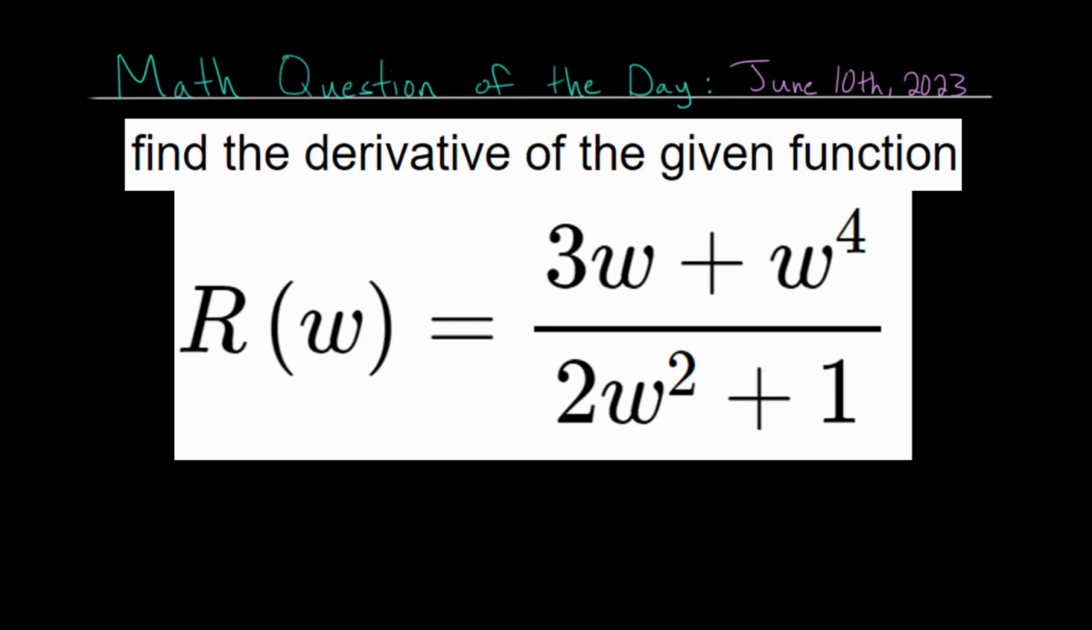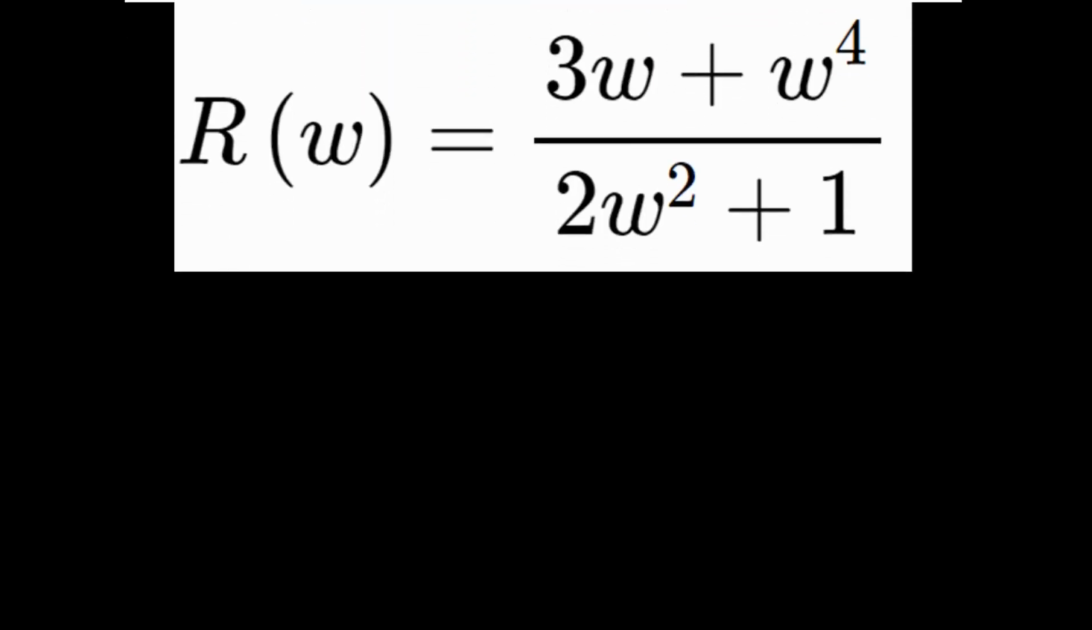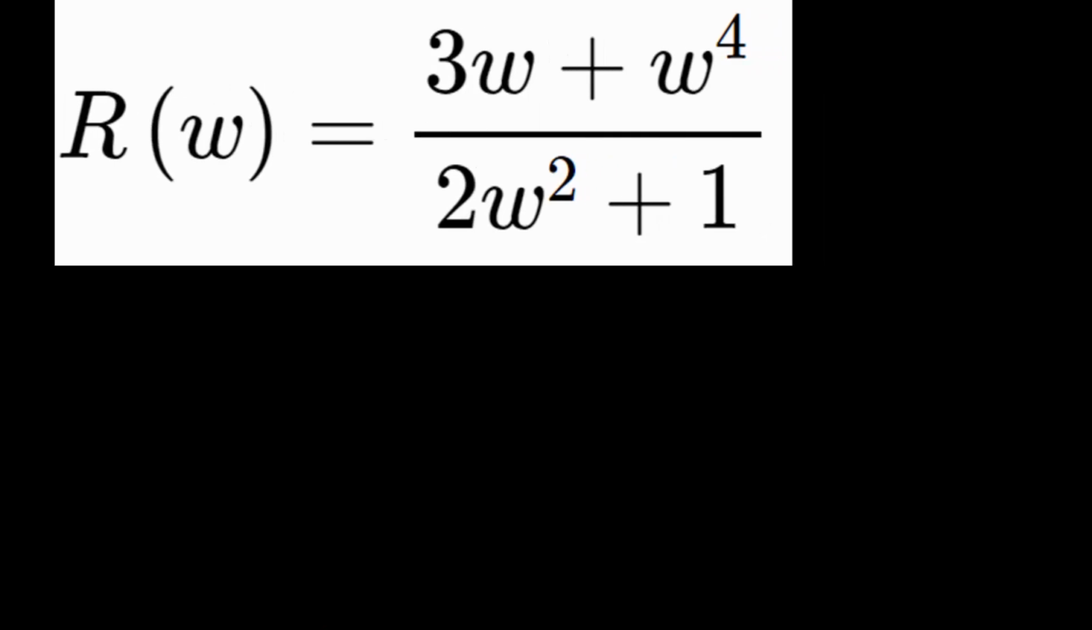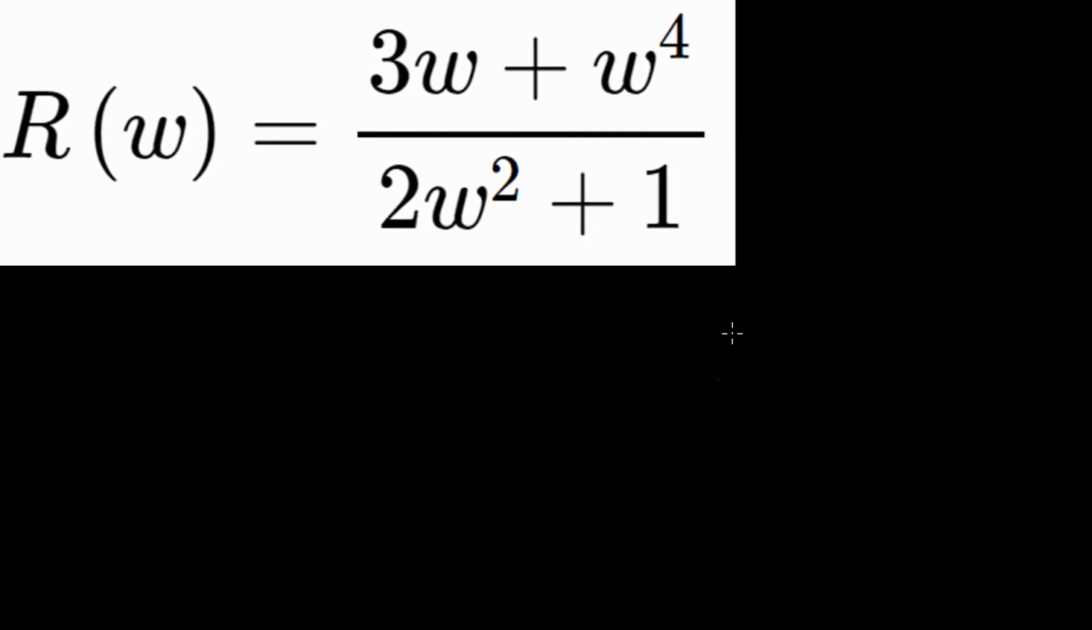Now, assuming that you have attempted the problem, let's start working through it. Since we have a rational function, we have a quotient here, and we need to find the derivative of this quotient function, we will need to use the quotient rule for derivatives. So let me write that down. I will show it to you, but I will not prove it in this video.